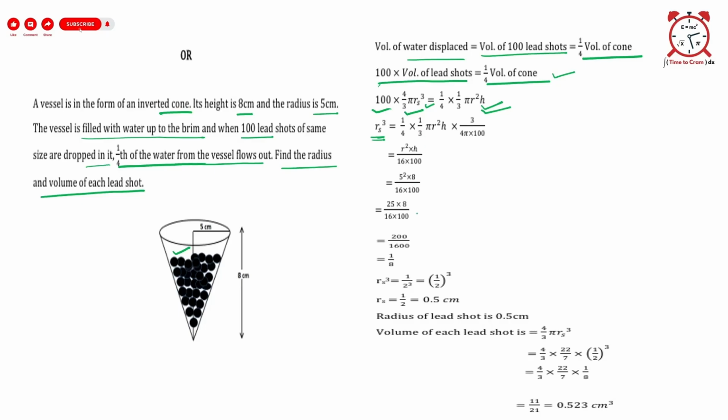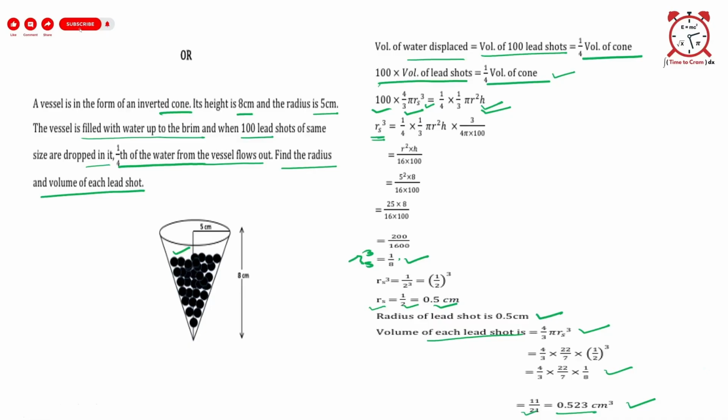So after keeping all the things properly, we are getting Rs cube equals 1/8, and after taking the cube root, we are getting Rs. Rs means the radius of the sphere, meaning the lead shot, equals half, equals 0.5 centimeter. So the required radius of the lead shot is 0.5 centimeter. Now let us calculate the volume of each lead shot. So again its formula is 4/3 pi r cube. So we will keep the value and simplify. This is a non-terminating recurring answer. After rounding off, we are getting 0.523 centimeter cube, the volume of the lead shot.